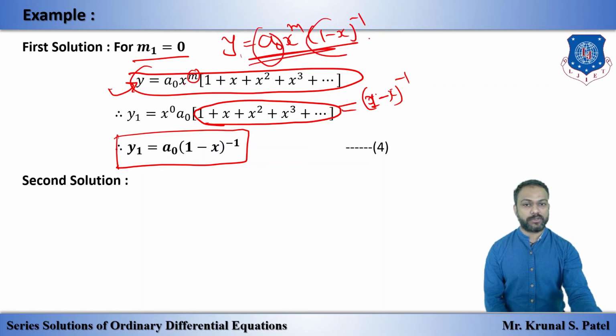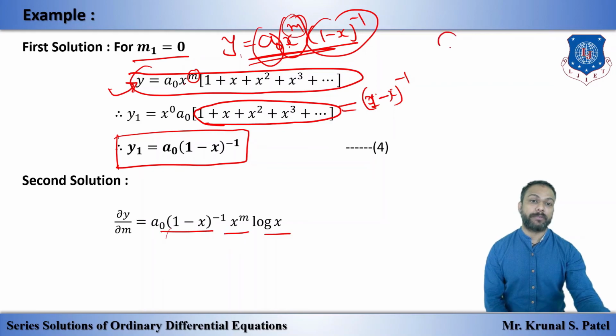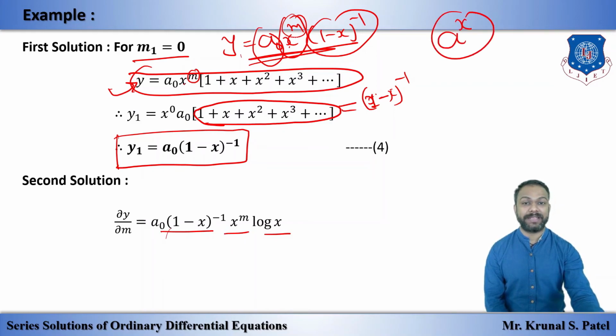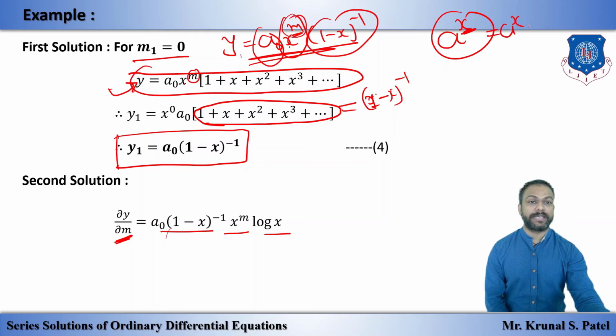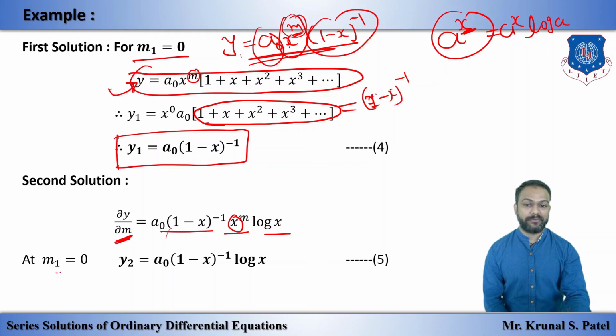Yes, we can write. So we'll differentiate this term. So a0 is constant, this is also constant, and this we have constant raised to m. m is our variable. Okay, so del by del m of this is constant, and the differentiation of x raised to m is x raised to m log x. We will apply the formula for a raised to x, because we have m as our variable. Like we have differentiation of a raised to x when x is variable, so we will use a raised to x log a. Similarly here, x is constant, so x raised to m log x. Now we will put m1 is equal to 0 in this, so we have y2 is equal to this term as it is, and x raised to m becomes x raised to 0, which is 1, and log x. This is our second solution.